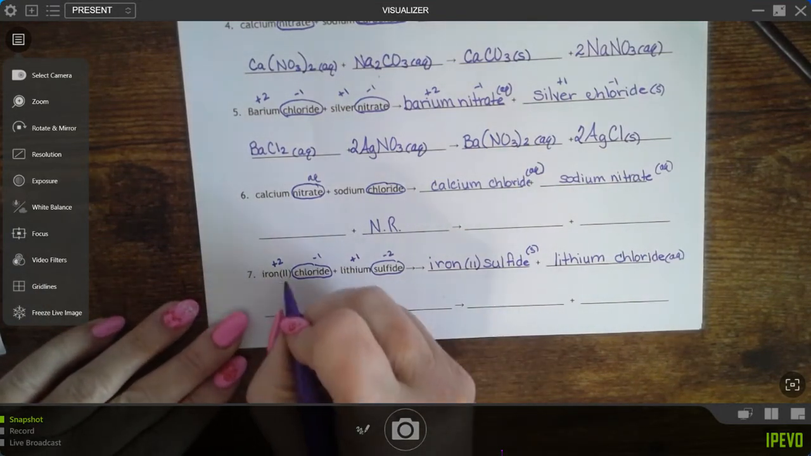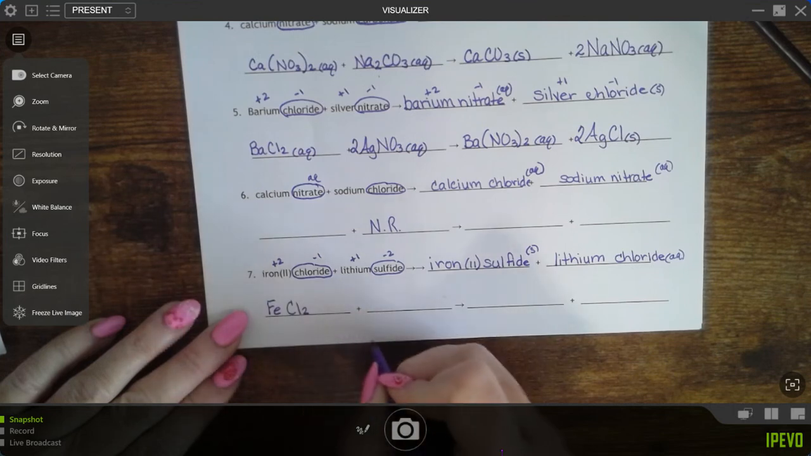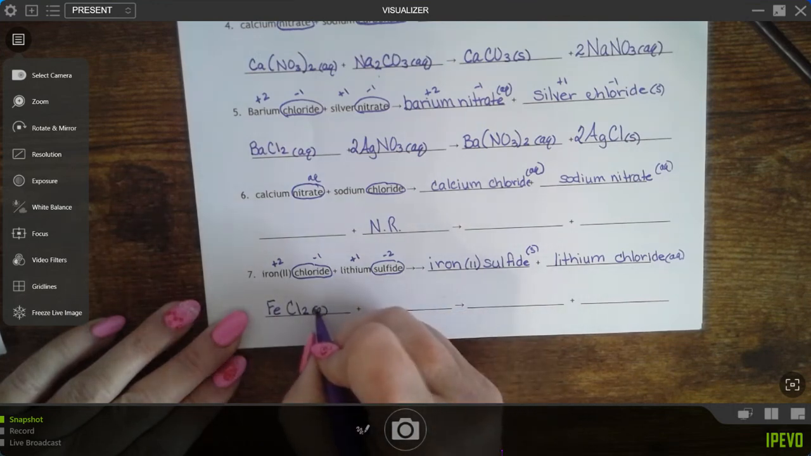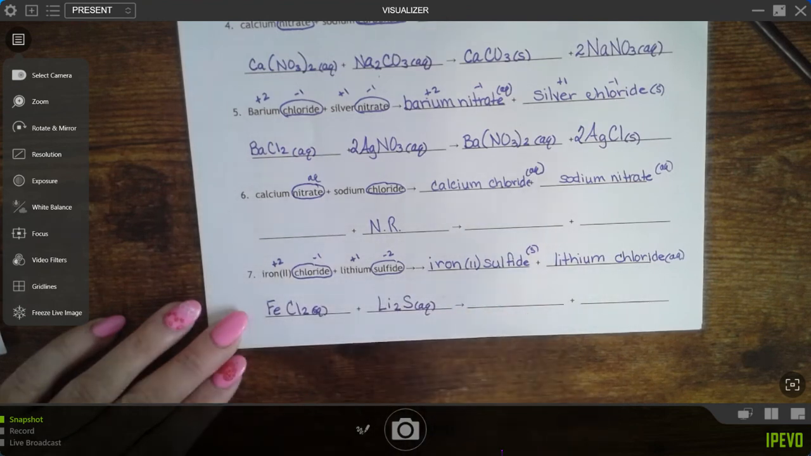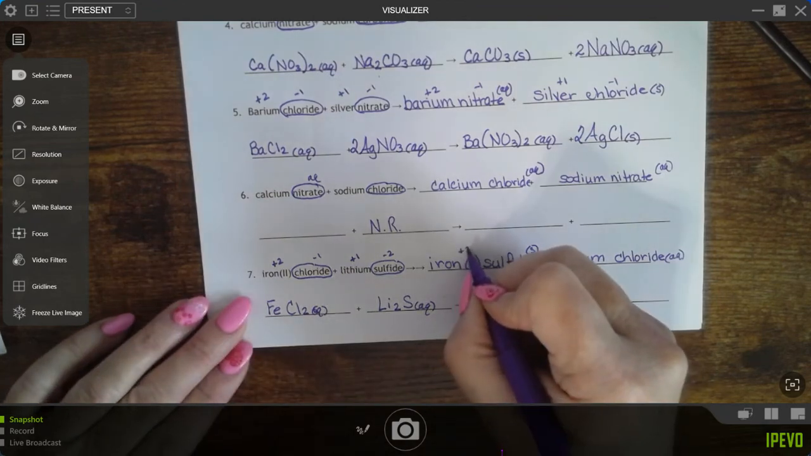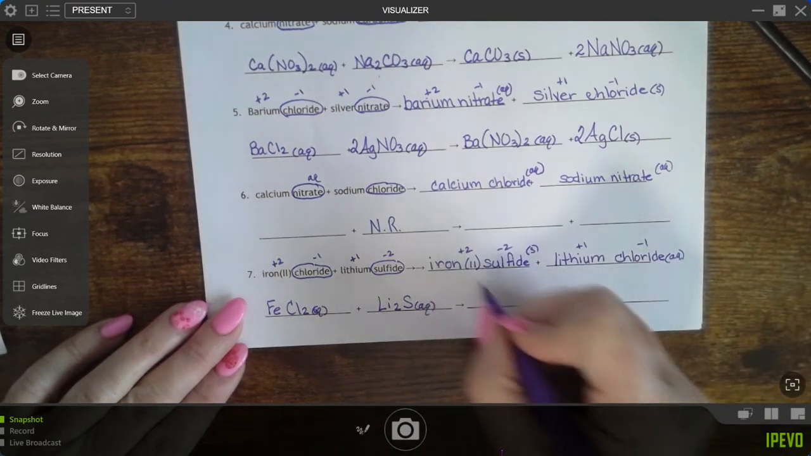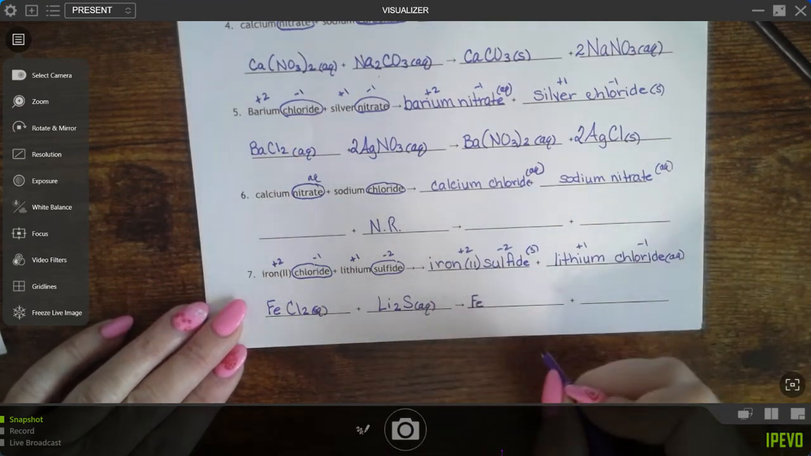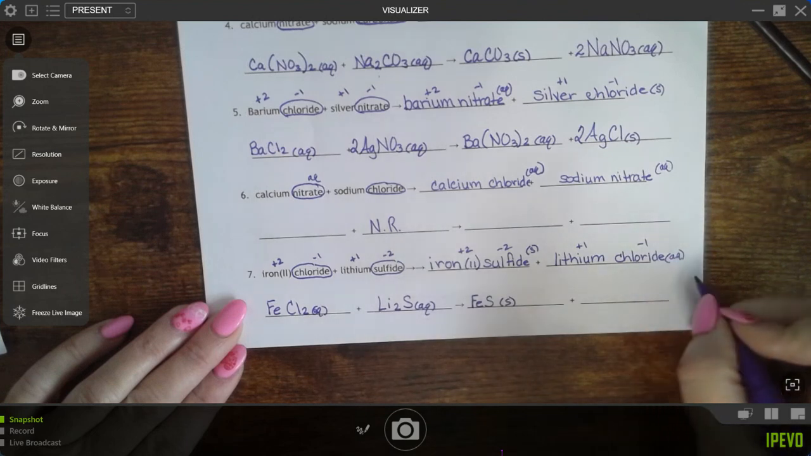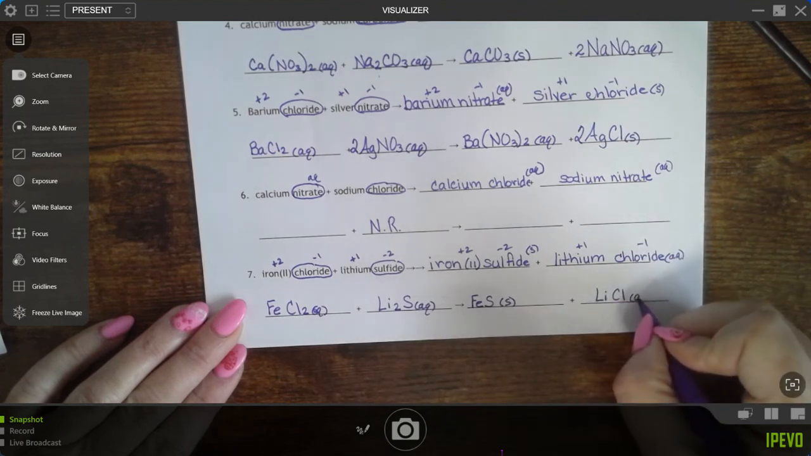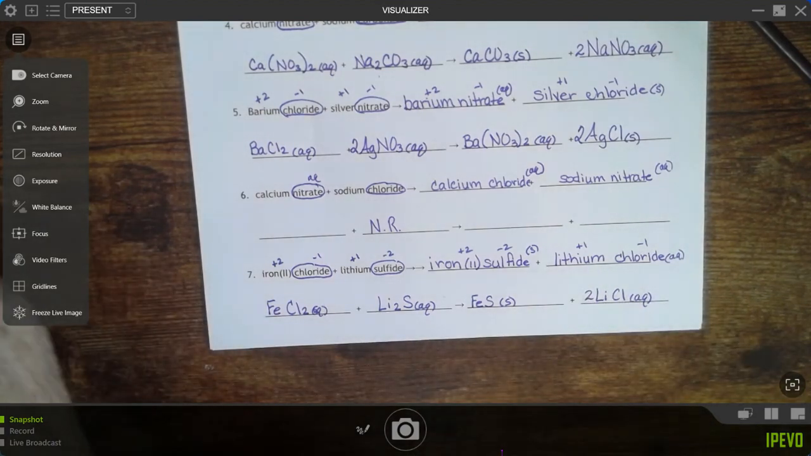All right. So we would have iron 2 chloride, so that's going to be FeCl2 aqueous, plus Li2S aqueous, produces iron's +2, sulfide's -2, lithium's +1, chloride's -1. So we would have FeS, and that is our solid, plus LiCl, and that's aqueous. All right, and a quick 2 right here, and our equation is balanced.